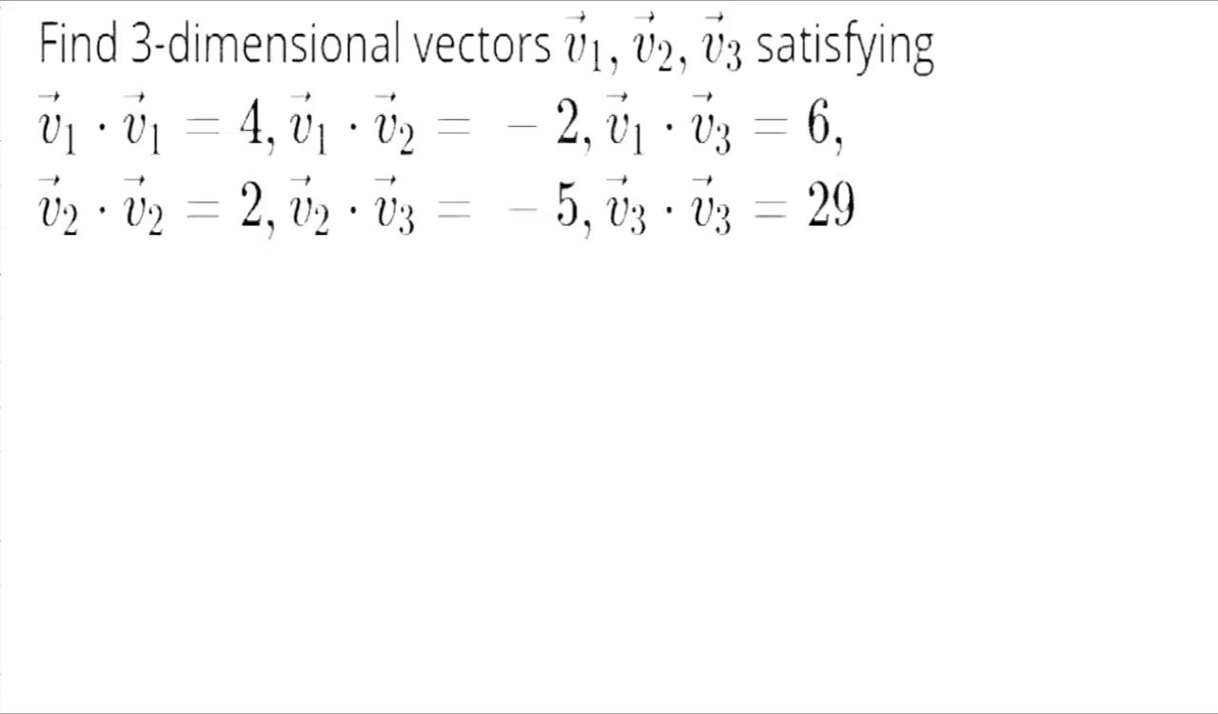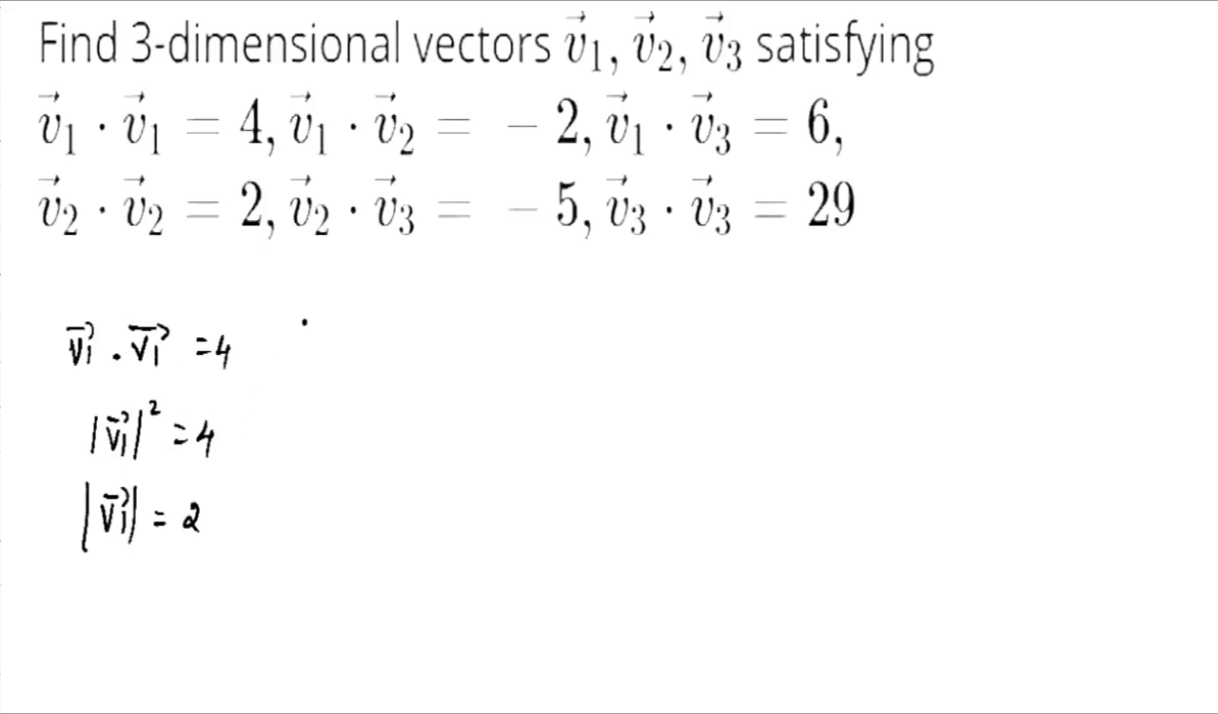First I'm going to take the given vectors. v1·v1 = 4, right? So v1 dot v1 equals 4, which means the magnitude of v1 squared equals 4. So the magnitude of v1 equals 2, because I'm going to take the square root here.